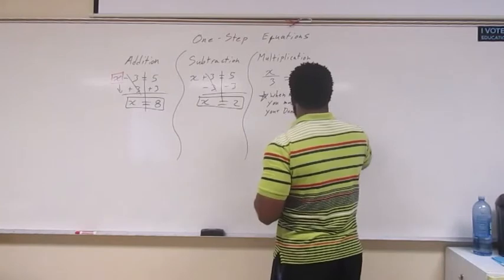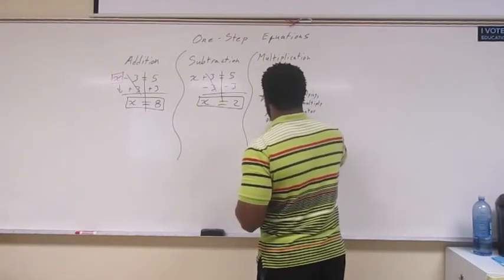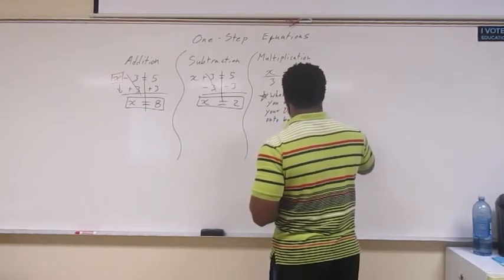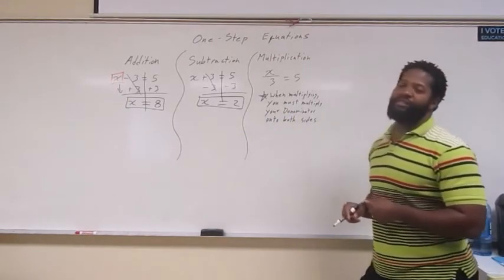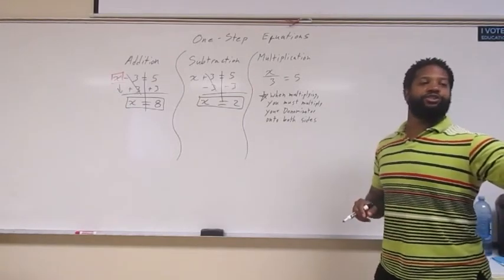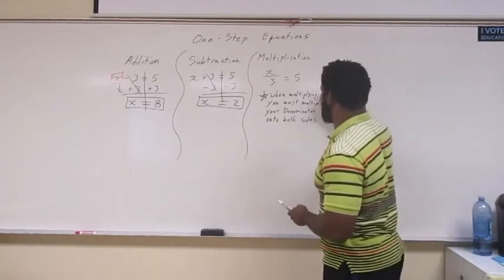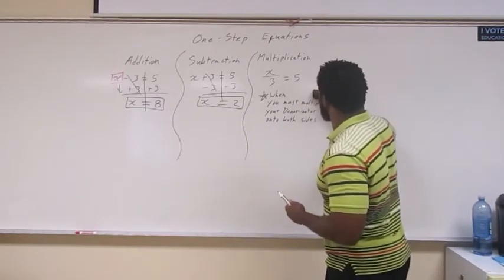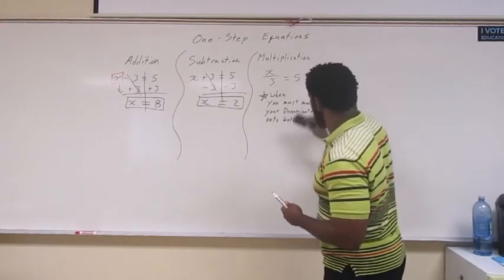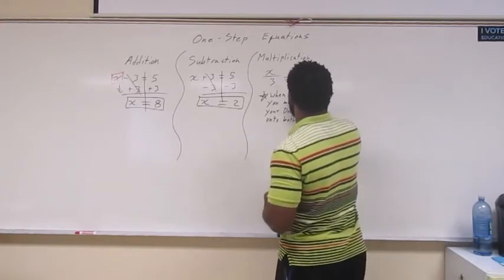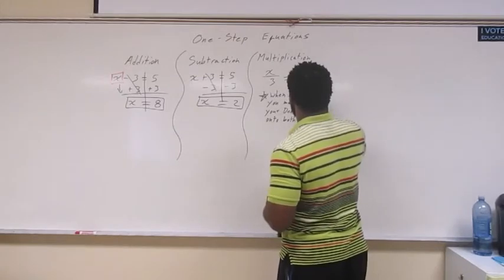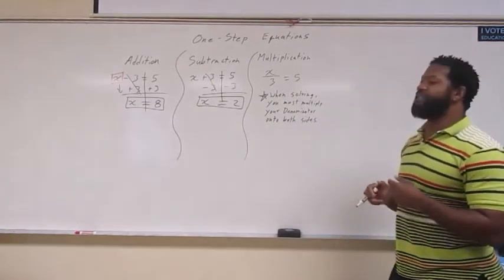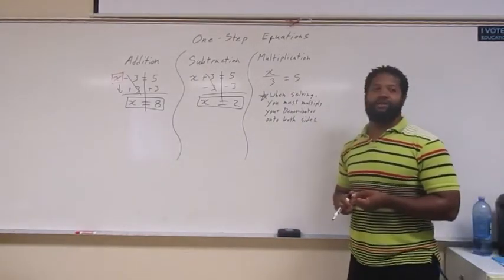So x equals 15. Yeah, but I would still do butterfly. Why? Because you're not supposed to do that. Okay? I would say, instead of saying when multiplying, say when solving. That sounds better. When solving, you must multiply your denominator onto both sides, okay?